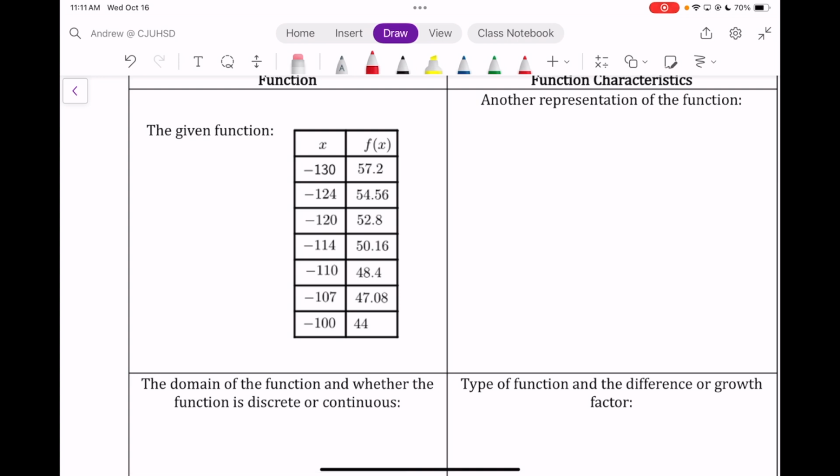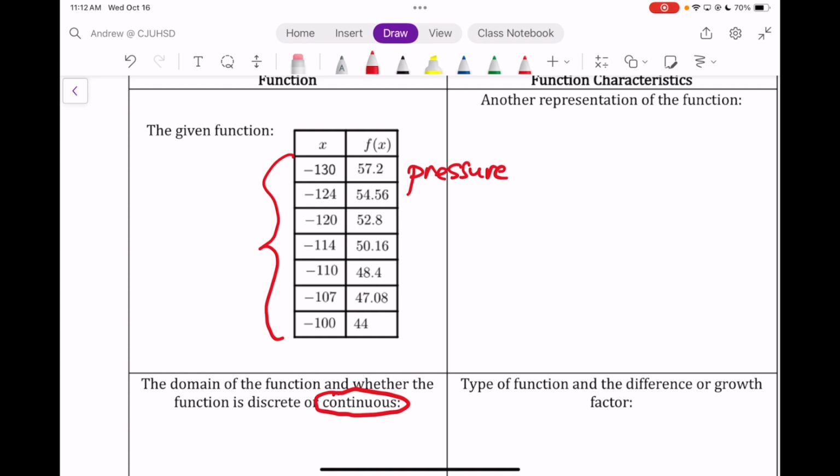Now here we're given x and f of x. So if you haven't noticed by now, x is used for continuous functions. N is used for discrete functions. What's going on here might be described as, for example, you're underwater. You're negative 130 feet underwater. And the f of x is the amount of pressure that water is putting on you. So as you get closer to 0, the pressure is getting less and less.